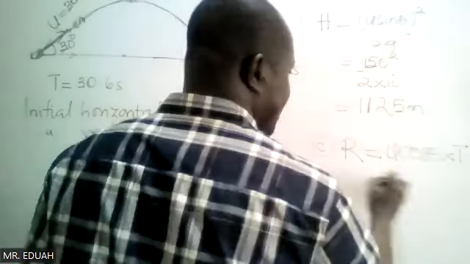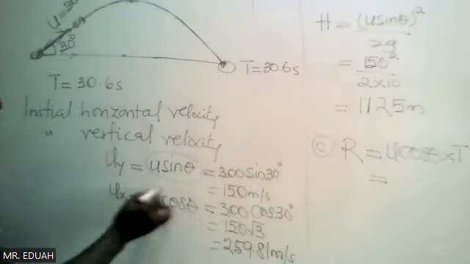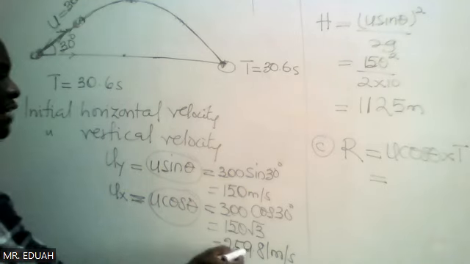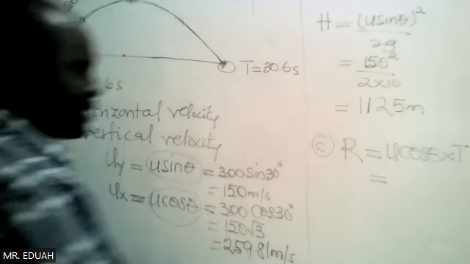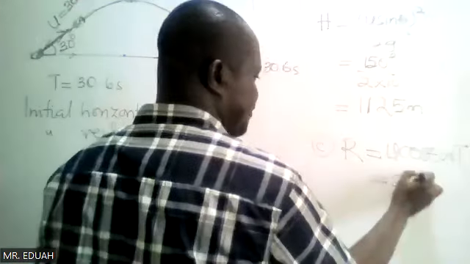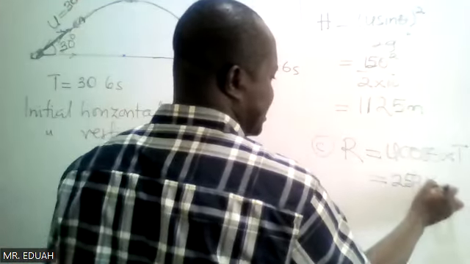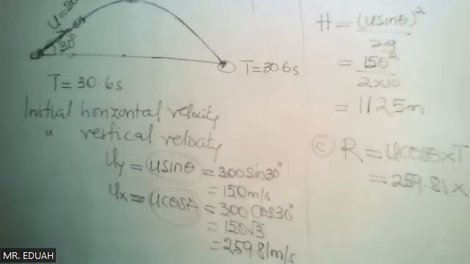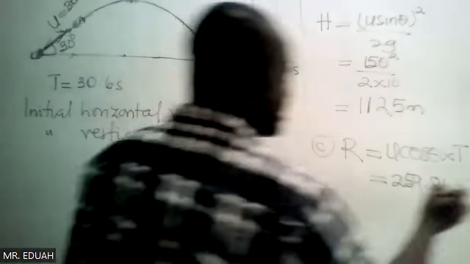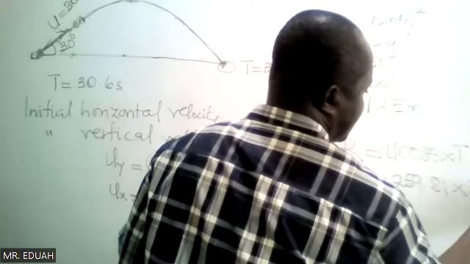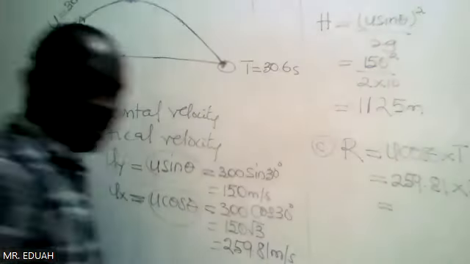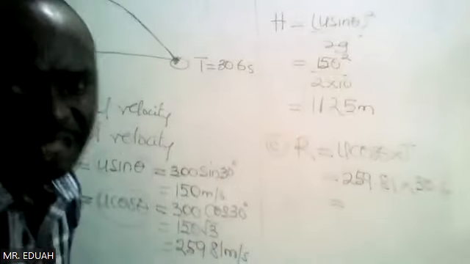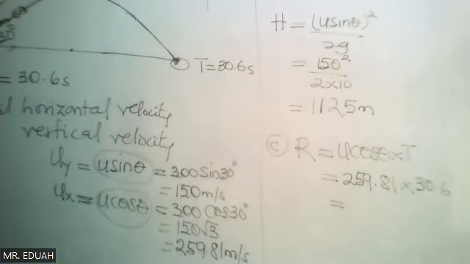And we found u cos theta, we got 259.81. So 259.81 times, the question gave us the time of flight, 30.6. So put them together and share with us what the results will be.